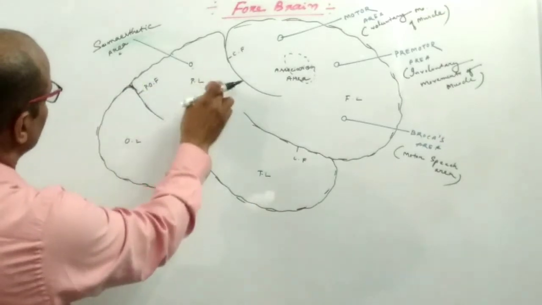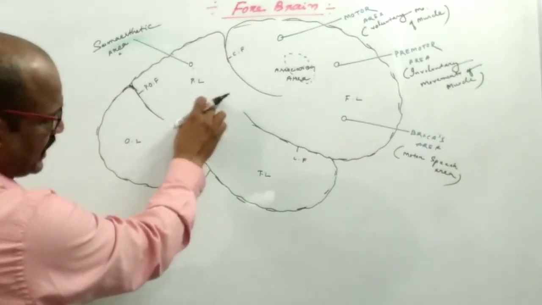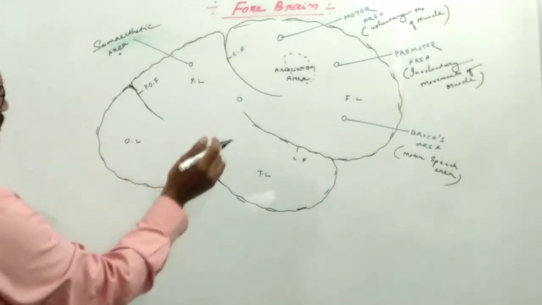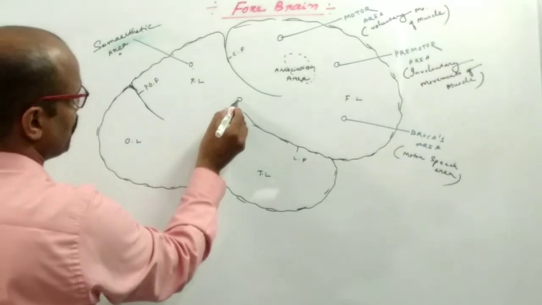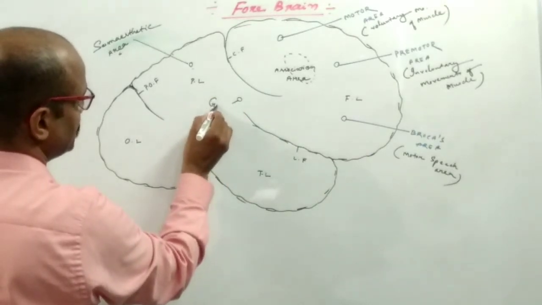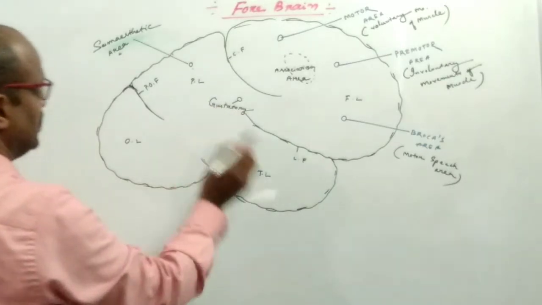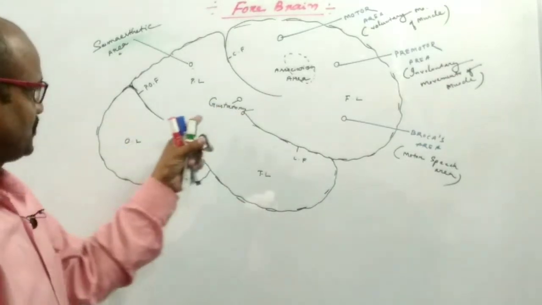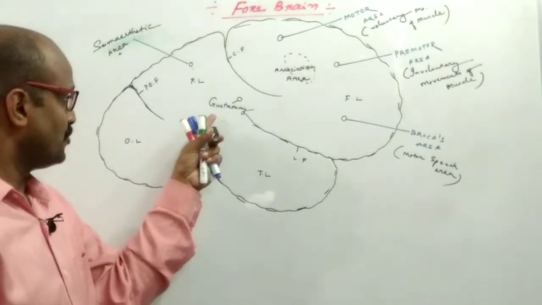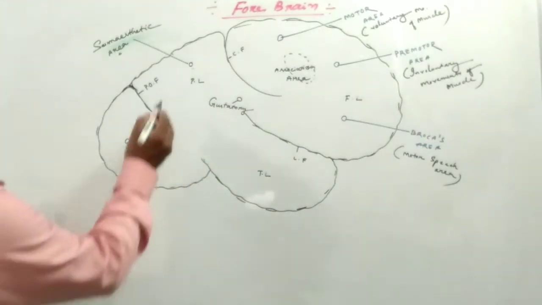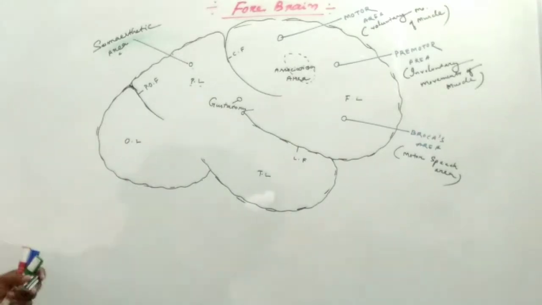Just below the somaesthetic area, there is another area known as the gustatory area, which is present behind the central fissure. This is the sense of taste, related to the tongue, the gustatory organ. The gustatory area is present in the parietal lobe.